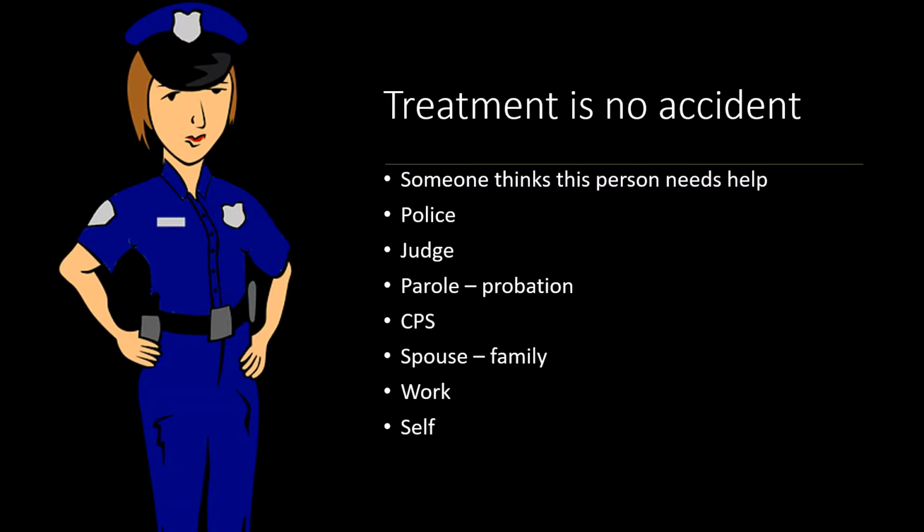Someone coming into treatment for drugs and alcohol is never an accident. People don't show up at the Cancer Institute saying, I don't have cancer, but I'd like to try some chemotherapy. The reason people enter treatment, however, is often because someone other than the client thinks that this person needs help. That could easily be the police, could be a judge who has referred them to treatment, could be parole, probation, CPS. Often it's the client's spouse or family who wants them to get treatment. Increasingly, we see employers, employee assistance plans referring people to treatment because their substance use has interfered with their work. Some people reach the point where they realize I have a problem and want to change.